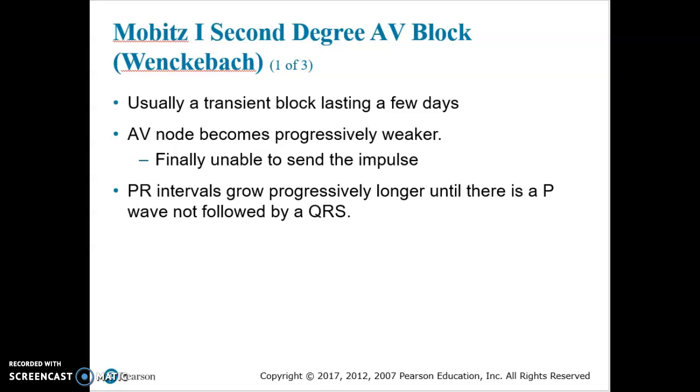Chapter 11, Video 2. In this lecture, we're going to talk about Mobitz 1 second degree AV block. Mobitz 1 is often referred to as the second degree AV block, and we will also see it called Wenckebach, W-E-N-C-K-E-B-A-C-H. So if you hear the term Wenckebach, that is the same thing as Mobitz 1 second degree. You may hear these two terms used interchangeably, okay? Wenckebach is a type of second degree heart block.